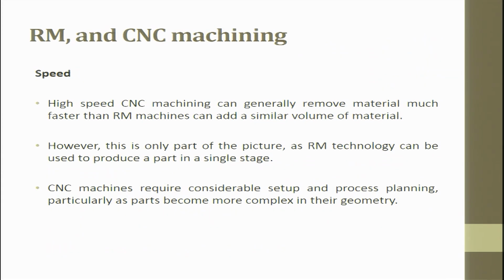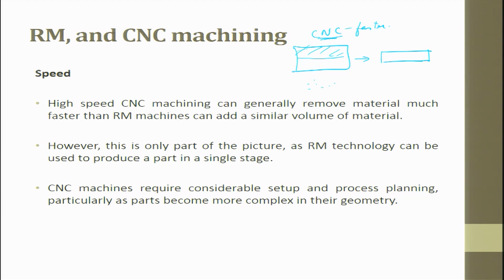The speed of making the part using a CNC machine is always high. High speed CNC machines can generally remove material faster than RM machines can add a similar volume of material. You have this from here. If you have to go for this by CNC, this is faster. You are just subtracting this portion to get to this part. CNC is faster.